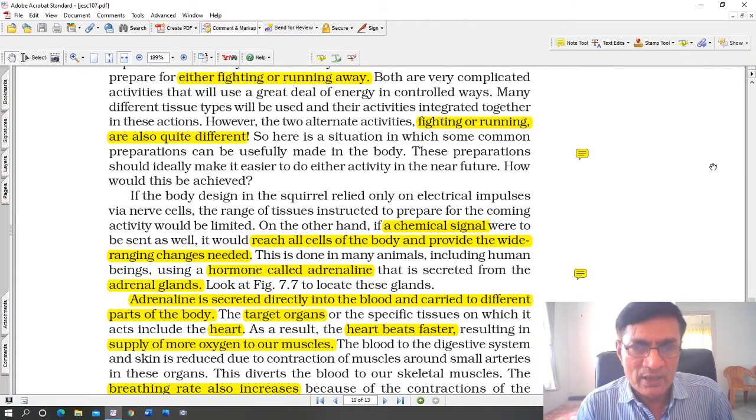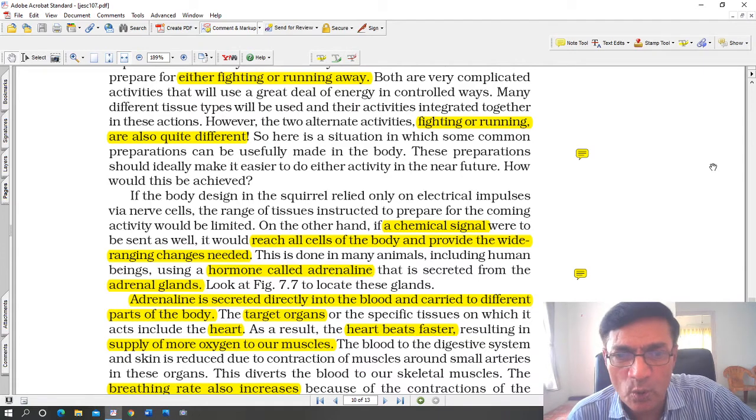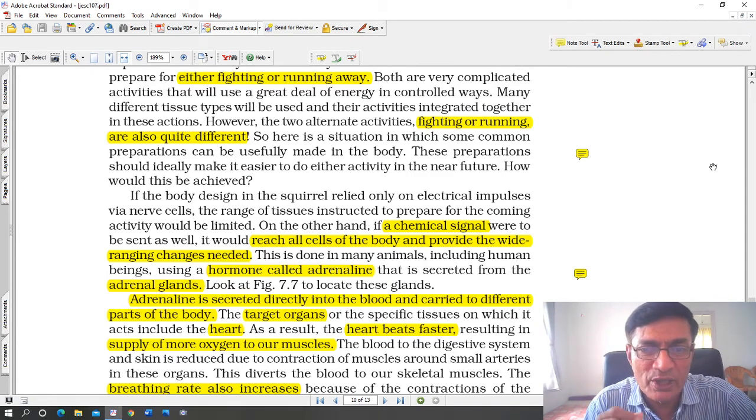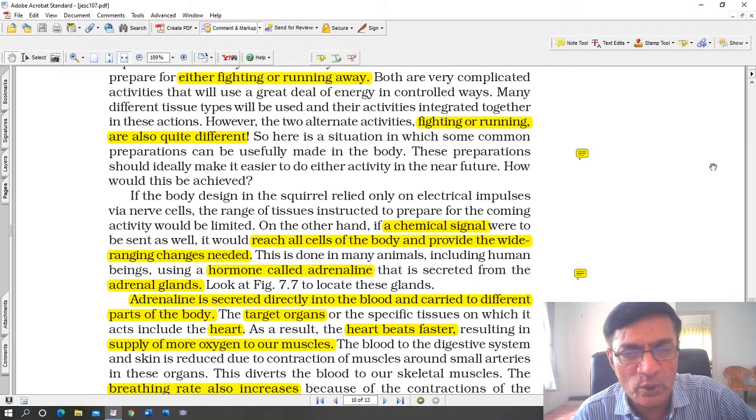Okay. So next paragraph. If the body designed in the squirrel relied only on electrical impulses via the nerve cells, the neurons, the range of tissues instructed to prepare for the coming activity would be limited. On the other hand, if a chemical signal were to be sent as well, it would reach all the cells of the squirrel's body and provide the squirrel with wide-ranging changes that are needed for it to run away. This is done in many animals, including human beings, using a hormone called adrenaline that is secreted by the adrenal glands. Okay, and that is shown in the next diagram.